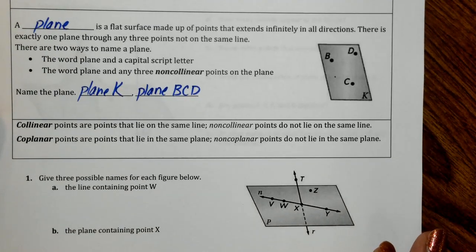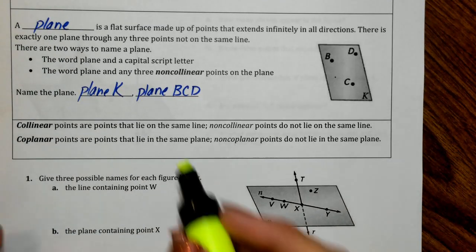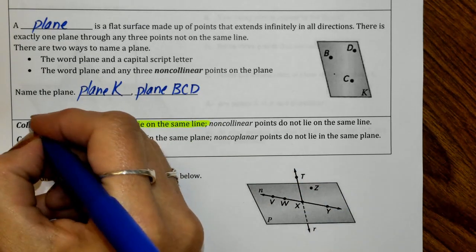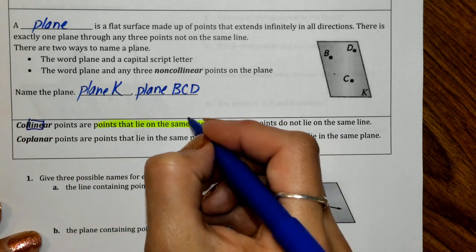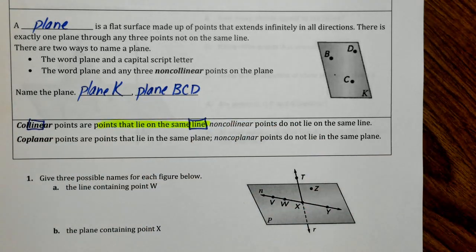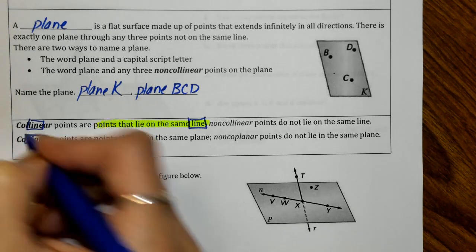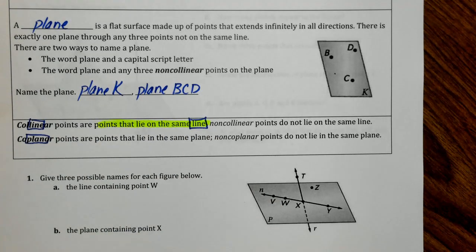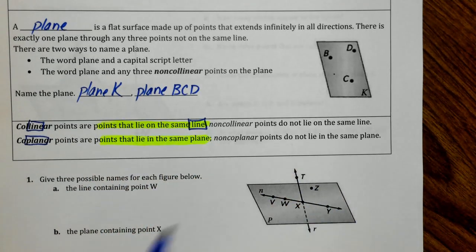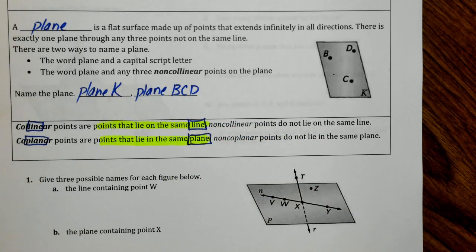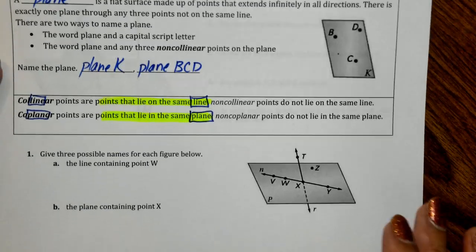All right, so down here, collinear points are points on the same line. What we need to see here is that in the word collinear, you have the word line. Non-collinear is the not part. They do not fall on the same line. Coplanar, I know it's spelled a little different, but P-L-A-N and then pretend there's an E, are points that lie on the same plane. So you have that plane in coplanar. And again, non-coplanar means not on the same plane.